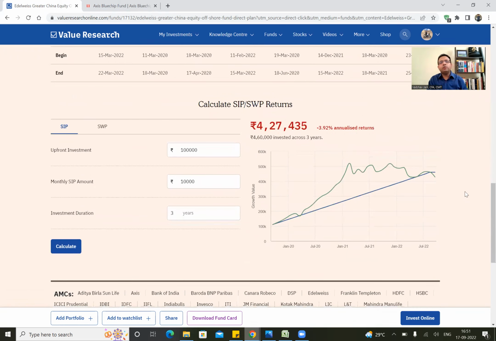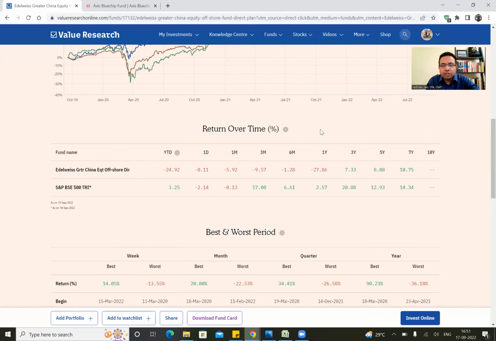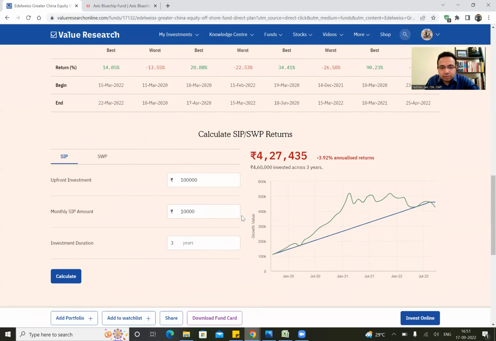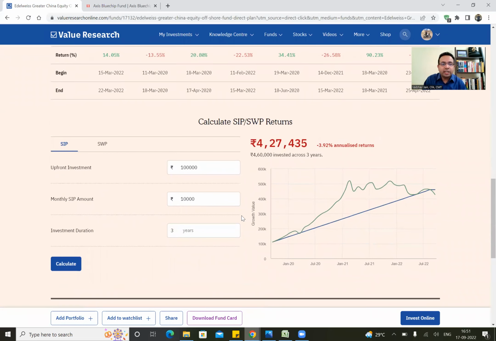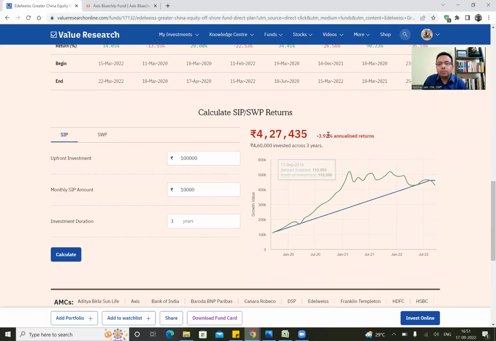Now, here is the new feature of Value Research Online, where they say calculate SIP or SWP returns. SWP is nothing but systematic withdrawal plan. They ask you all these basic details and then calculate the returns, which they have calculated as minus 3.92%. Now, the 3-year CAGR is 7.33%. But on the basis of SIP, the XIRR would be minus 3.92%.